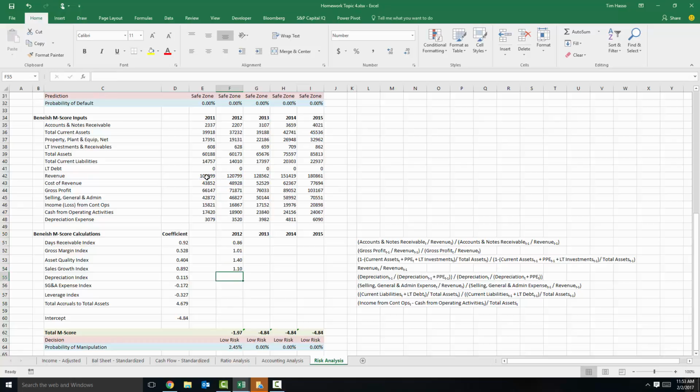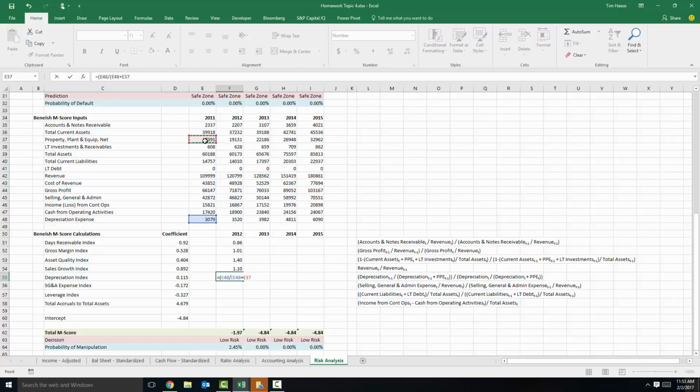Then we have the depreciation index, and that's comparing the depreciation rates last year to the one this year. So in order to calculate this one, we take equal to, we open up a bracket, we find the depreciation last year, we then divide it by, open up a bracket, and take the depreciation from last year and add it to property, plant, and equipment net from last year to get the pre-depreciation amount for PP&E.